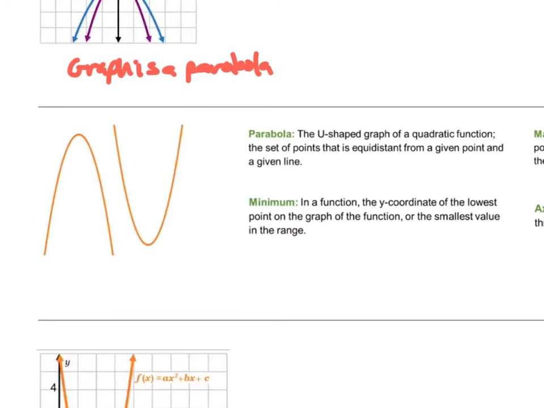The first thing we have is a parabola. It is the U-shaped graph of a quadratic function, and it is the set of points that is equidistant from a given point and a given line. We'll talk about what that means.